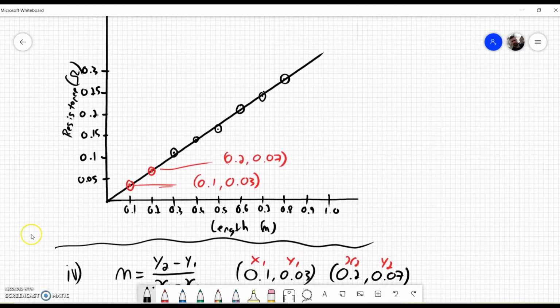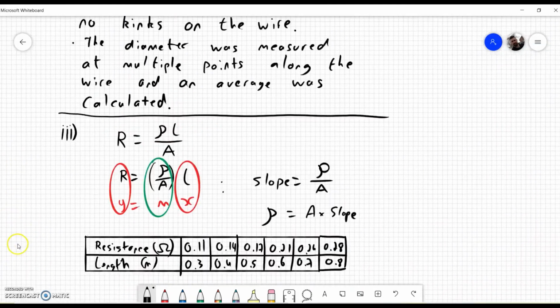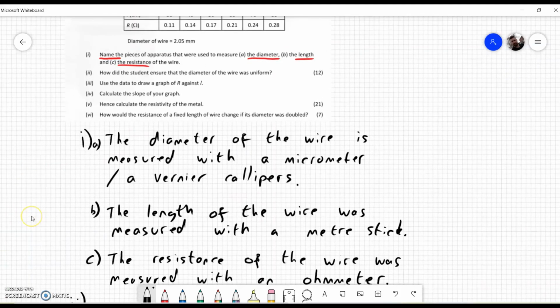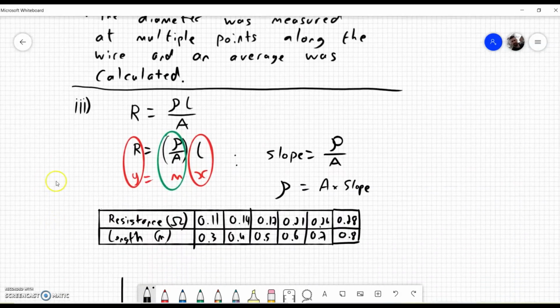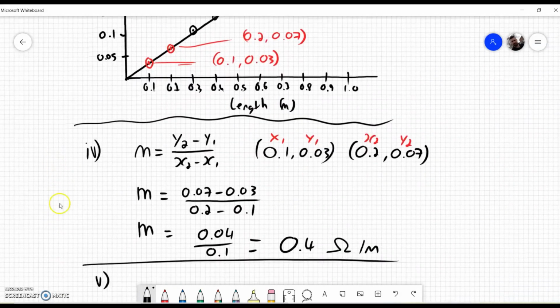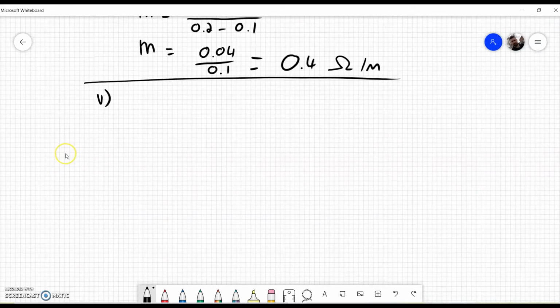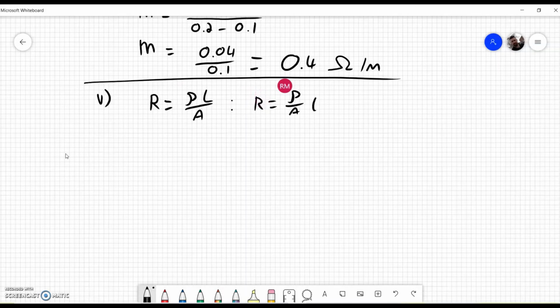Right, the next question that they ask us to do is hence calculate the resistivity of the material. So when you see hence, what that means is it wants you to take the answer from the last question, which in this case was our slope, and use it to find the resistivity of our material. So if we go back to when I modeled the equation, I had resistance equal to my resistivity times my length divided by my area. I then factorized that to get resistance is equal to resistivity over area times L.